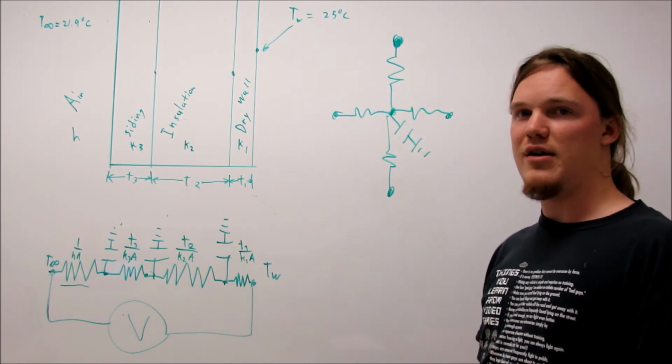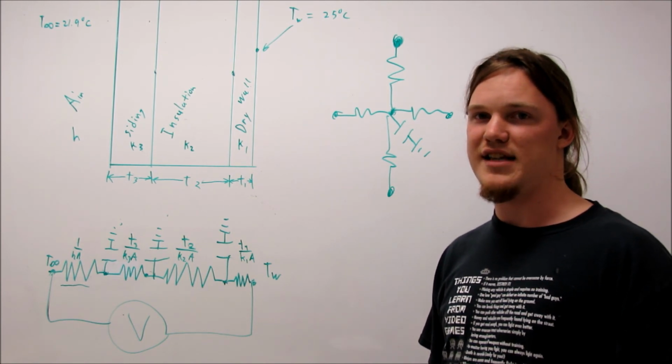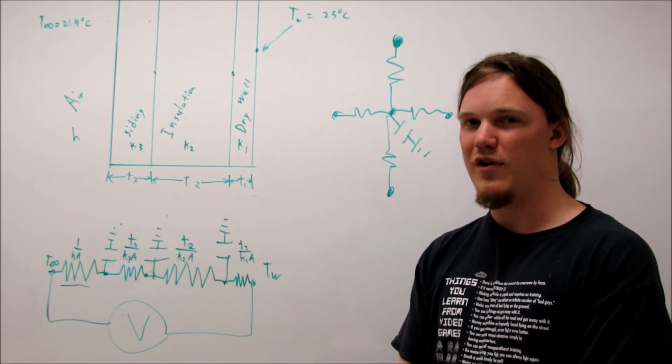And whenever you need to model a constant heat rate, you will just model it as an independent amp source. That is all for this video.